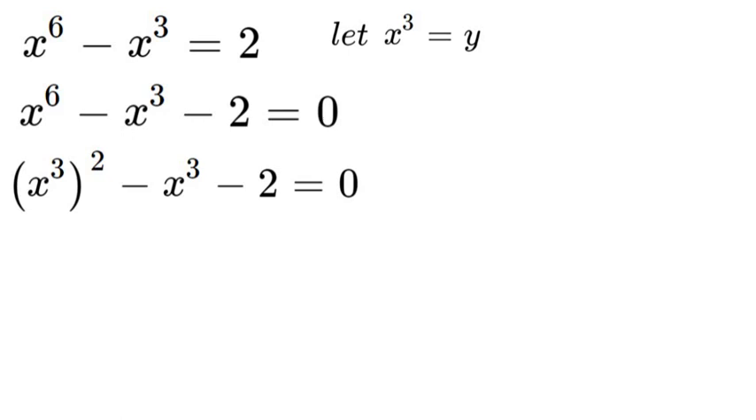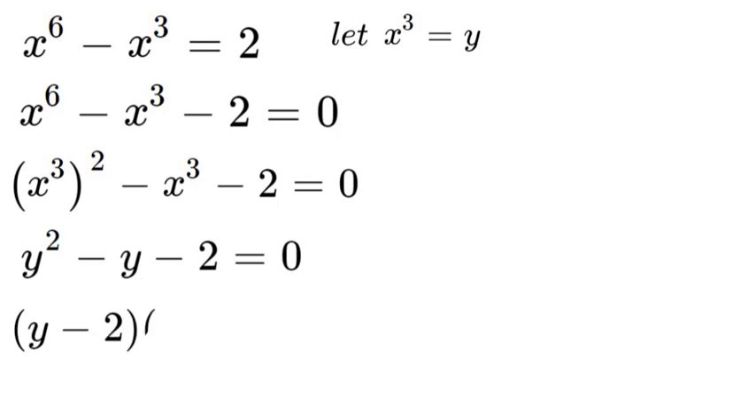And then once we get to that point, we can exchange x cubed for y. So we'll have y squared minus y minus 2 is equal to 0. Now we can factor this, and at this point you should have a good understanding of factoring. This one factors out nicely into y minus 2 times y plus 1 is equal to 0. Now we're just going to set both factors equal to 0. So we'll have y minus 2 is equal to 0, and y plus 1 is equal to 0.